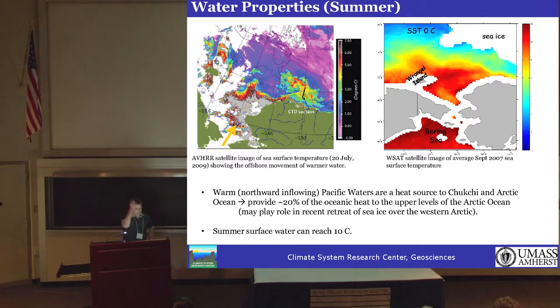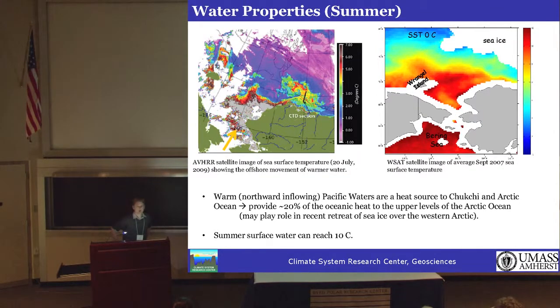And this warm water is a heat source to the Arctic, and there are some estimates that it might be 20% of the oceanic heat to the upper part of the Arctic Ocean. And there's also discussion, now, that the receding ice in the Western Arctic is perhaps driven by a warming and intensification of flow through Bering Strait.